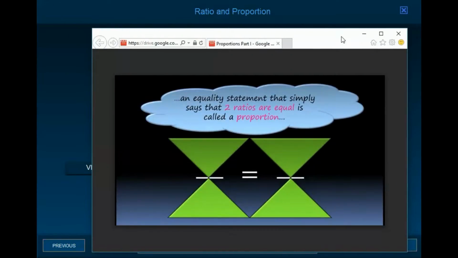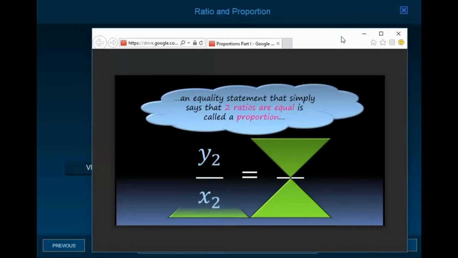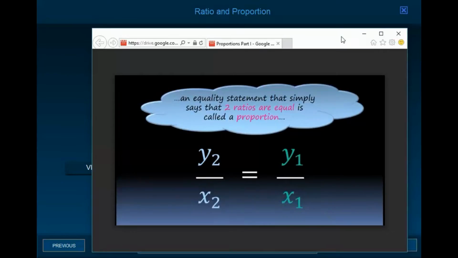An equality statement that simply says that two ratios are equal is called a proportion. When we have y sub 2 over x sub 2 is equal to y sub 1 over x sub 1, we have an example of a proportion.